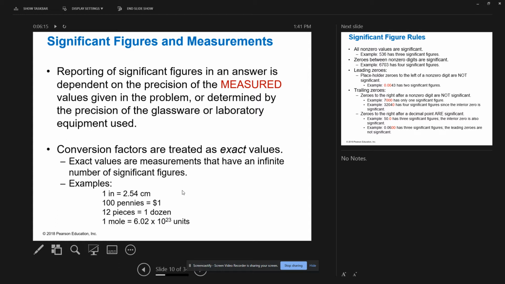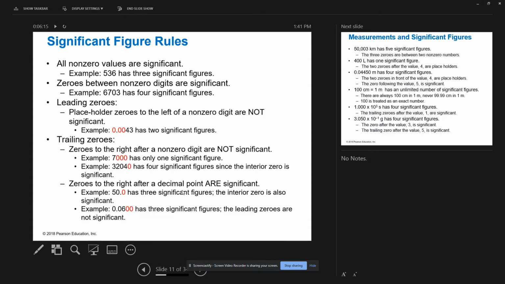So let's talk real quick about significant figures, and we're going to go over some rules. And the rules are based around zeros, the number 0. So here are the rules to be exact. All right, we're going to start with non-zero digits. So anytime we have a number that does not have a 0 in it, all of those numbers are going to be significant. For example, 536. 536 has 3 significant figures.